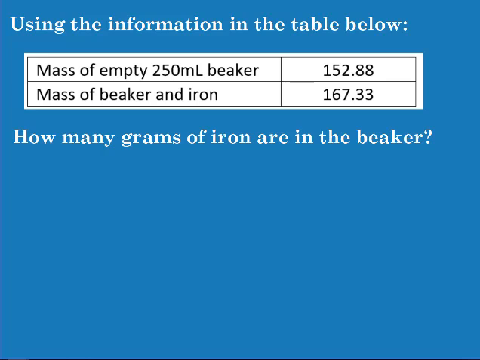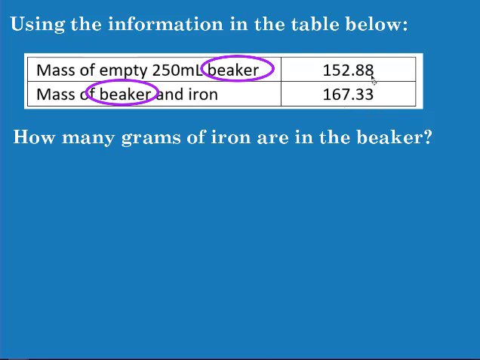So the most common way that you're going to see the addition and subtraction rule is through lab data. In this problem, you had a beaker, and then you had a beaker and iron. And we're trying to find out the mass of just the iron. Therefore, we have to get rid of the beaker mass. So we subtract these two values.